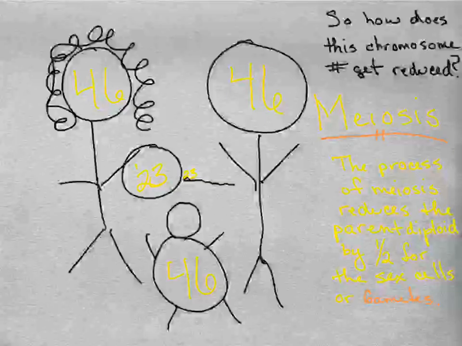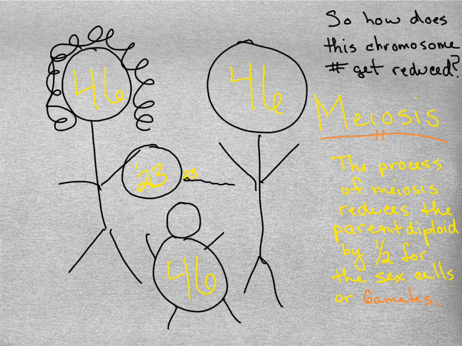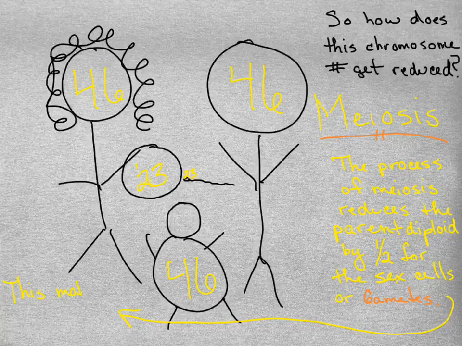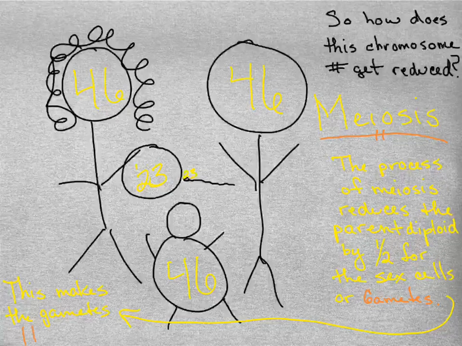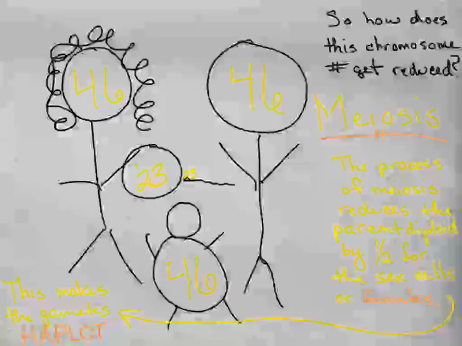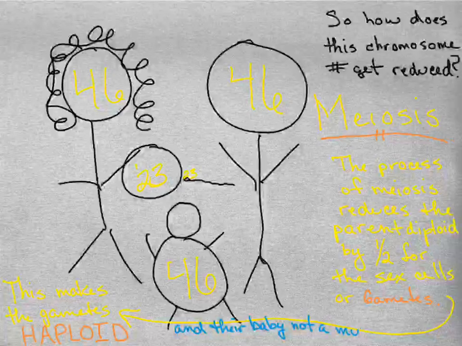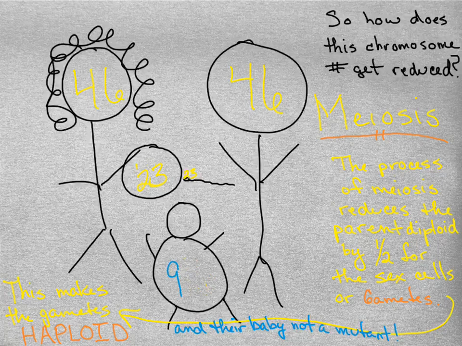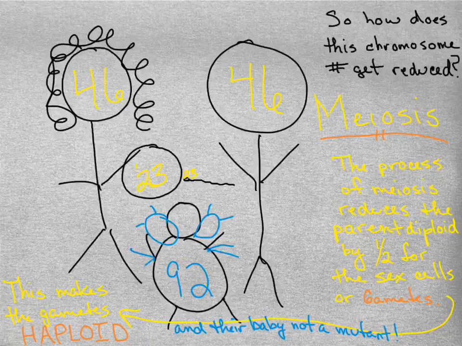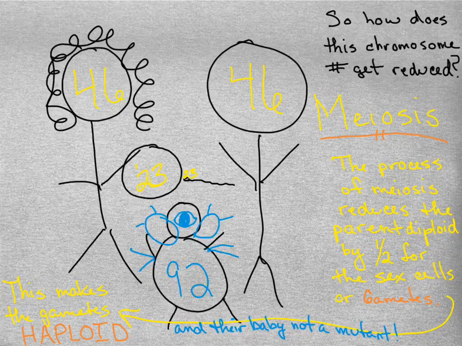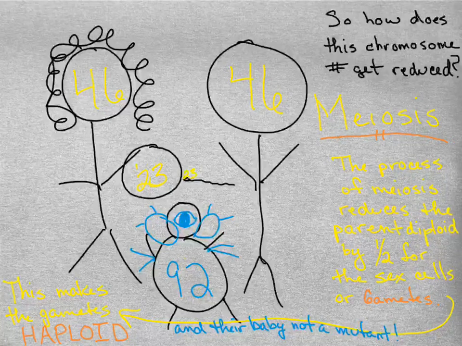So there you go. That's much better. Meiosis occurred. This egg cell now has 23. The sperm now has 23. And when the sperm fertilizes the egg, you'll have a baby with 46. And that sounds just about right. Because these gametes have 23, we call them haploid, half the number. And this baby would no longer be a mutant with 92 chromosomes, which is good. We don't want baby mutant with 92 chromosomes.